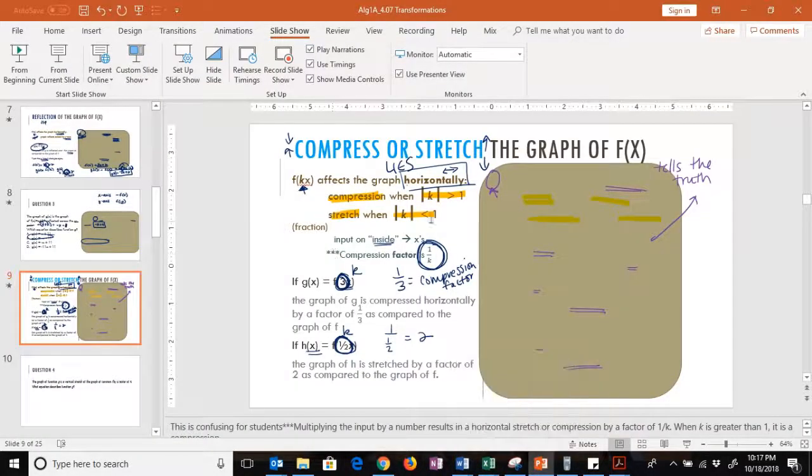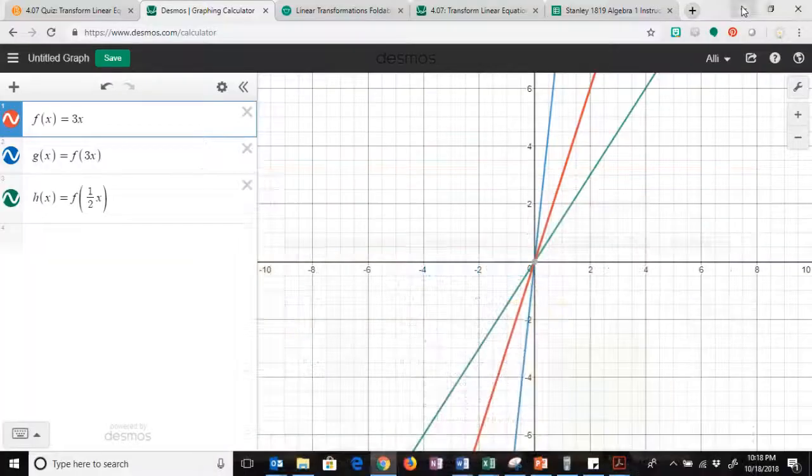So if we go back really quick, look at these horizontal rules. When my k value is greater than 1, I'm really compressing my situation. When I have a k value that's less than 1, I'm stretching it. Because they're flipped.